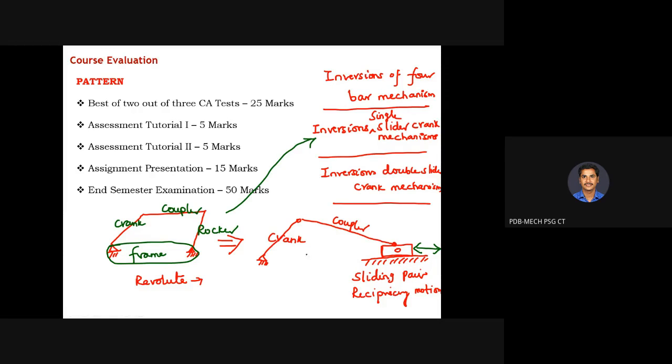Likewise, in the double slider mechanism, two links of the 4-bar mechanism are converted into sliders. That is nothing but your double slider mechanism.